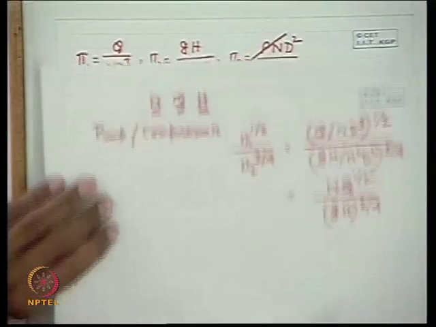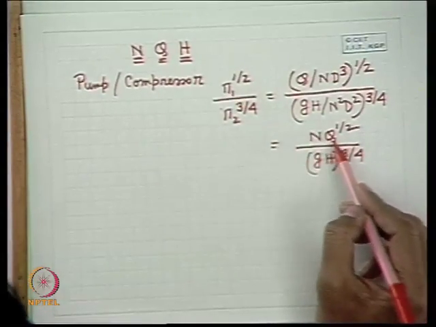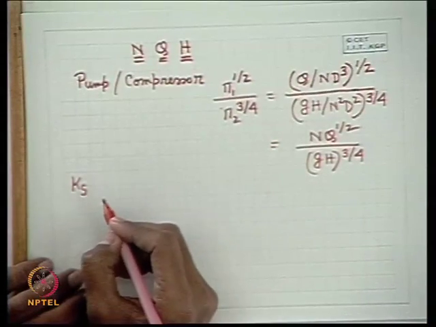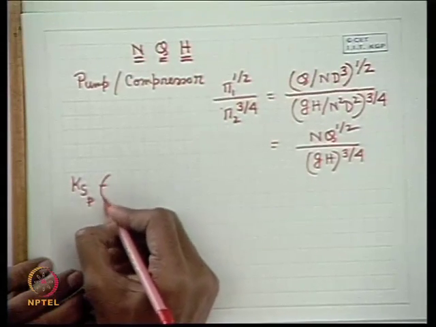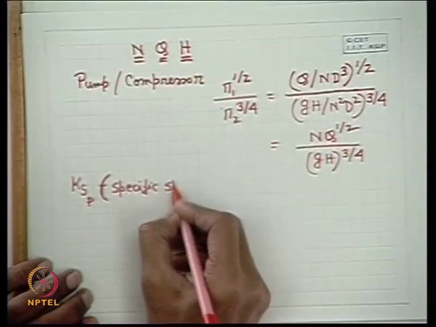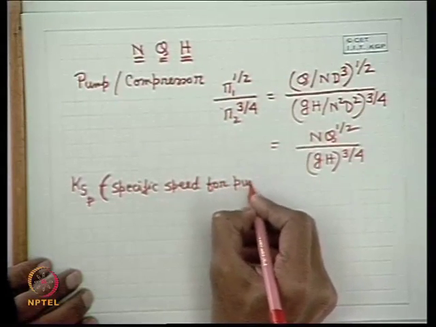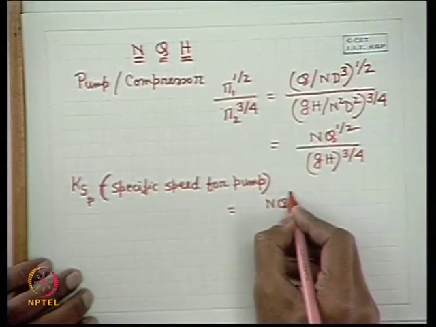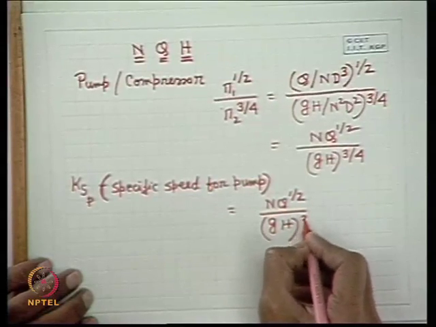In a similar fashion, this term is a dimensionless term because pi 1 and pi 2 are dimensionless, which combine N, Q and H along with g, of course. K_S is the dimensionless specific speed for pump or compressor, and we give the nomenclature P for pump. So, we write the same thing, specific speed for pump or compressor also is equal to N Q to the power half by g H to the power 3 by 4.